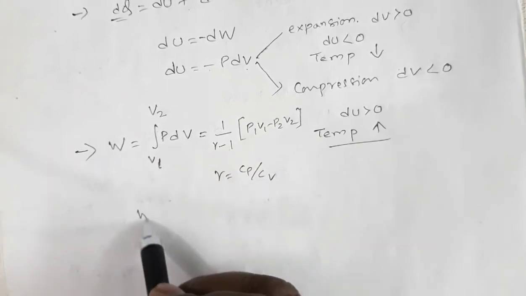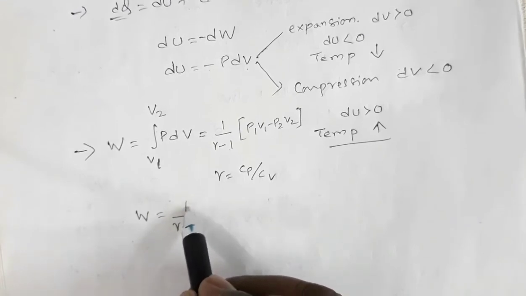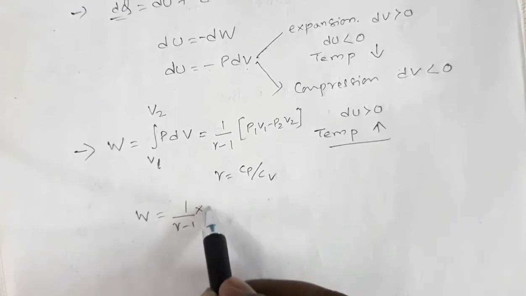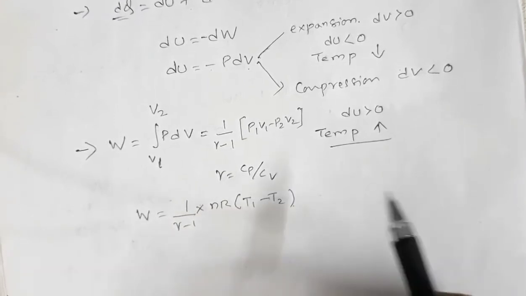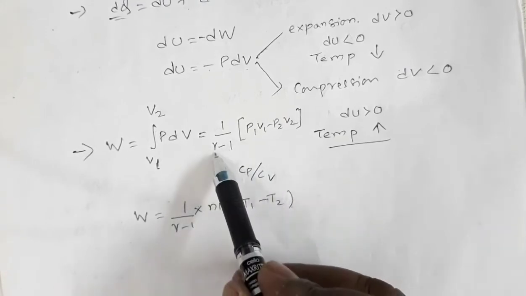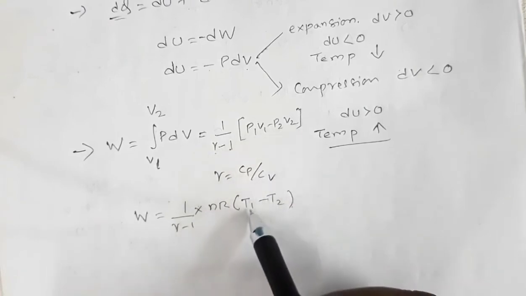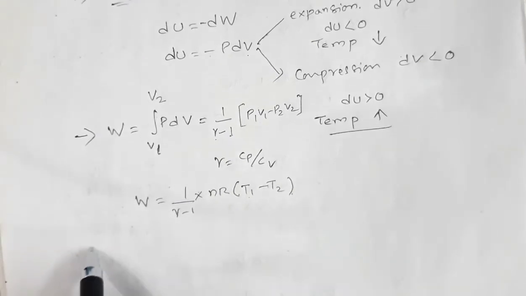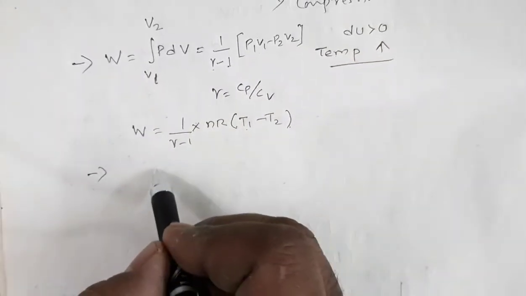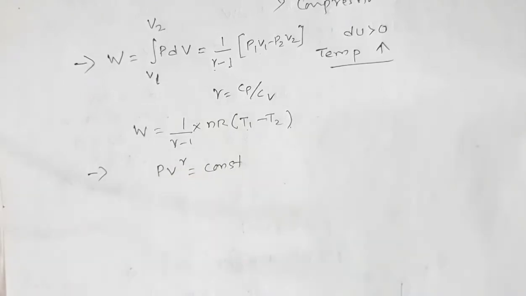Now in terms of temperature, W is equal to 1 by gamma minus 1 multiplied by nR into T1 minus T2. Okay, remember it is gamma minus 1 and here it will be initial values minus final values, P1 V1 minus P2 V2, similarly T1 initial temperature, T2 final temperature. Now another critical observation with regard to adiabatic process. For adiabatic process, the gas equation is PV to the power gamma is equal to constant.